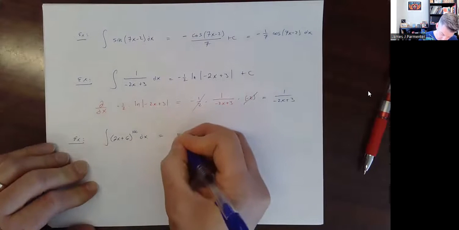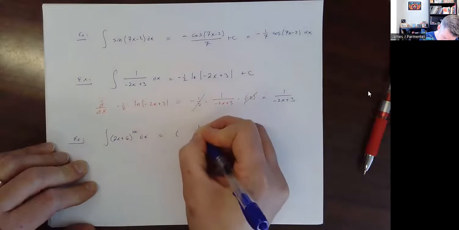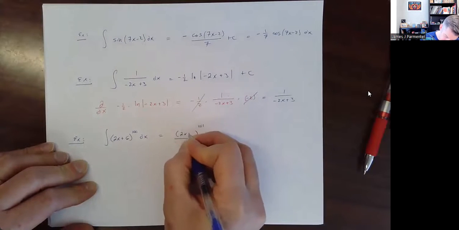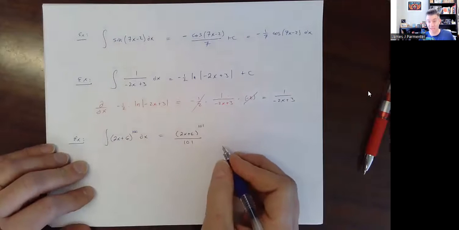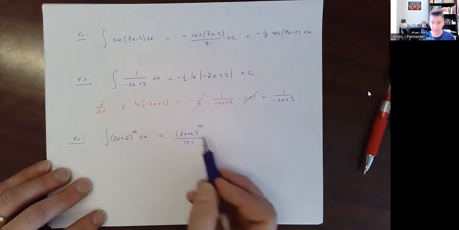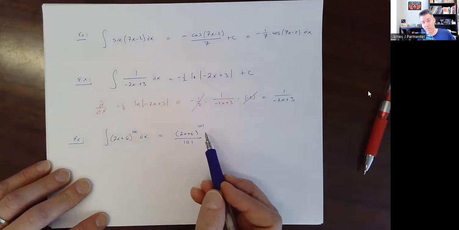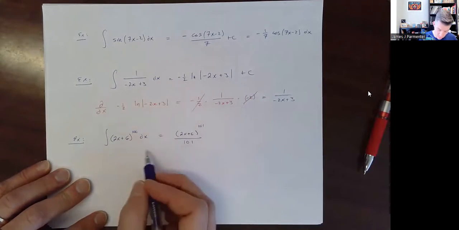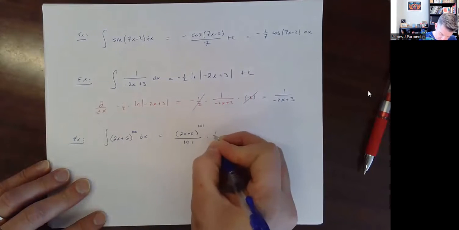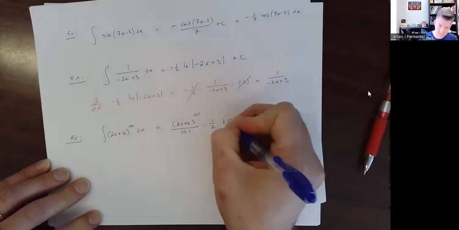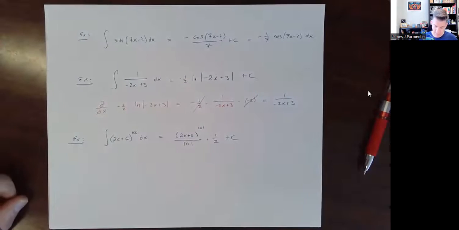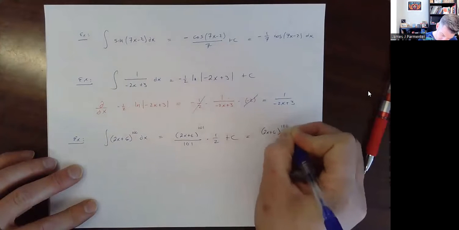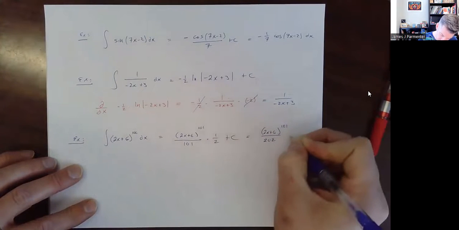Great, I'm going to get u to the 101 power over 101. And then I know my u is actually 2x plus 6. But then I also have to divide by 2. If I took the derivative of this, I would get 101 times my stuff to the 100 power divided by 101, but then I'll also multiply by the derivative of the stuff, which is 2. But I don't want a 2, so I have to divide by 2. And then you can simplify that: 2x plus 6 to the 101st power over 202 plus c.